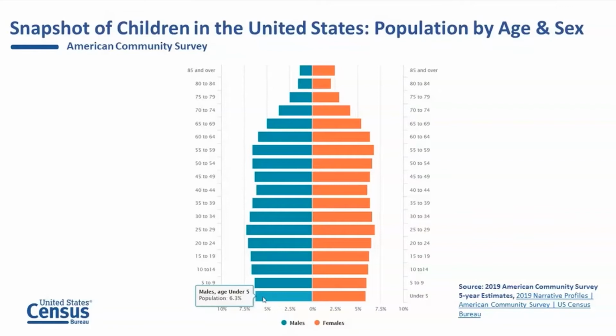Highlighted at the bottom is males under 5, which are 6.3% of the population, compared to females under 5, which make up 5.9% of the population. Males 5 to 9 make up 6.4%, and females 5 to 9 make up 6% of the population. So what does this mean? How has the younger population changed over time, and what does the future hold in terms of population change? Okay, that's what we're going to explore in the next section, age trends.